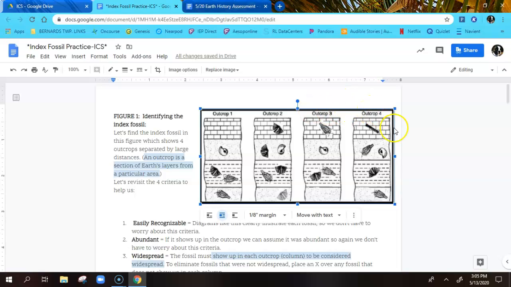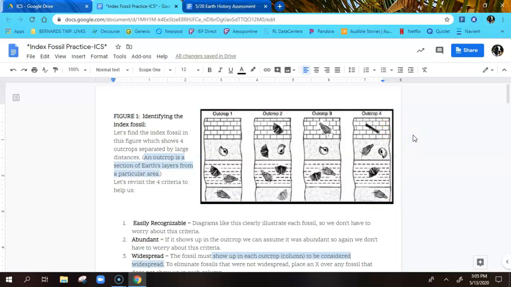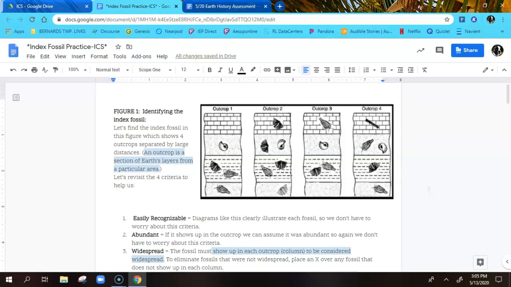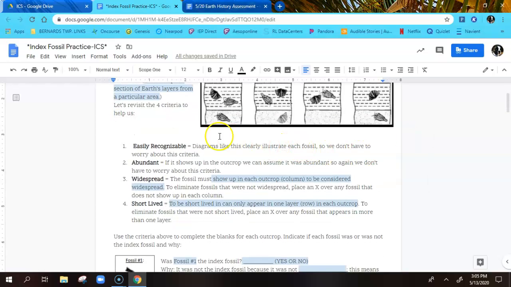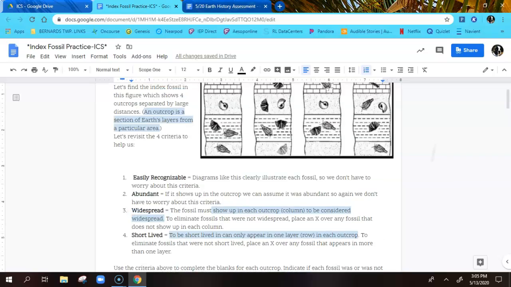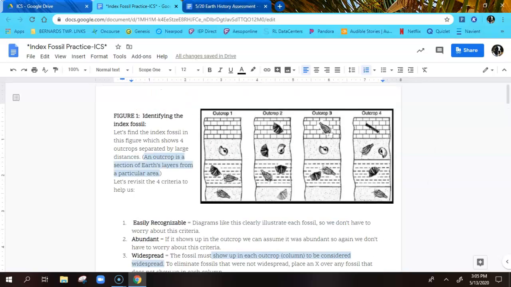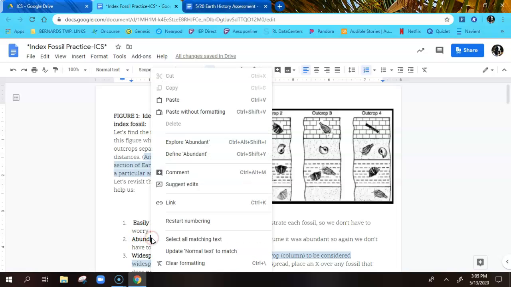So before you can do anything with this diagram, you're going to need to remember the 4 criteria that we talked about in this lesson. So the first criteria is that it's easily recognizable, meaning we can see it, it's easy. So the diagrams like this, the one above, they clearly illustrate each fossil, right? It's easy to see. So we don't really have to worry so much about this first criteria when you're looking at this diagram. Same thing for the second criteria, abundancy.